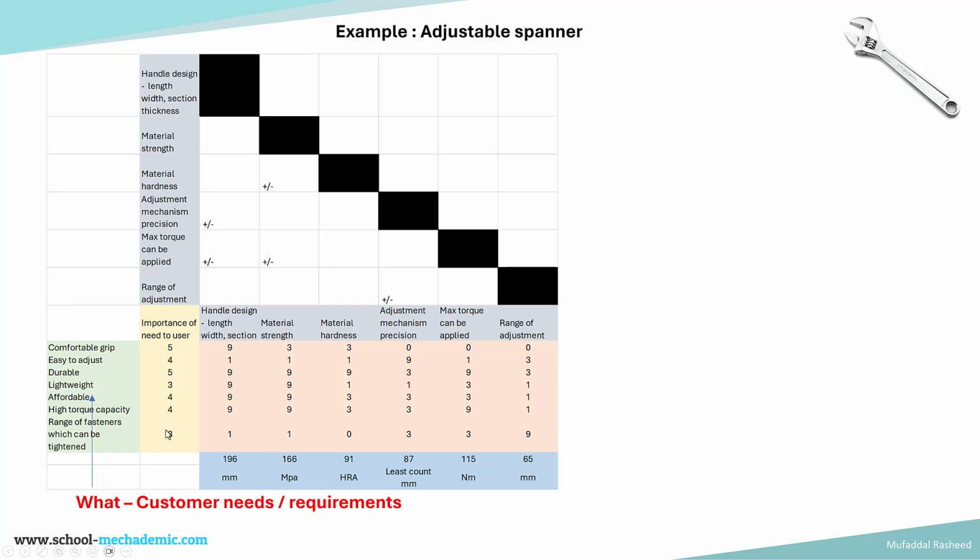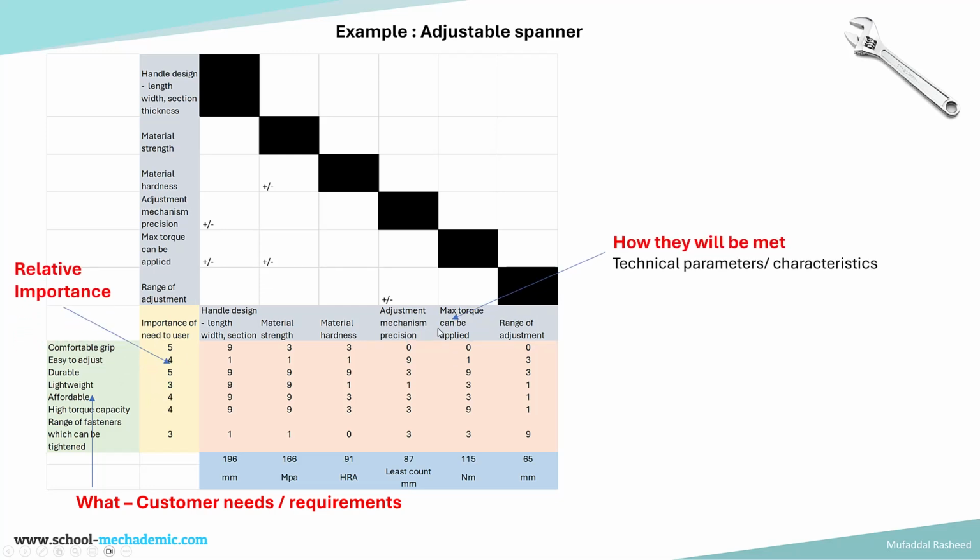This is the weightage or rating based on the importance of need to the user. Some needs are more important as compared to others. Higher value means more important, lesser value means less important. Then these are the engineering parameters: handle design, length, width, section, material strength, material hardness, and adjustment mechanism precision, max torque which can be applied, range of adjustment.